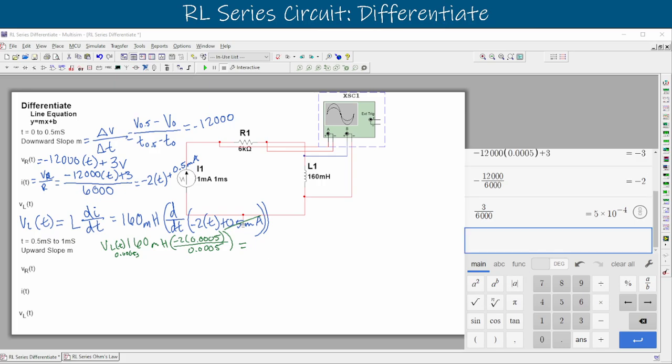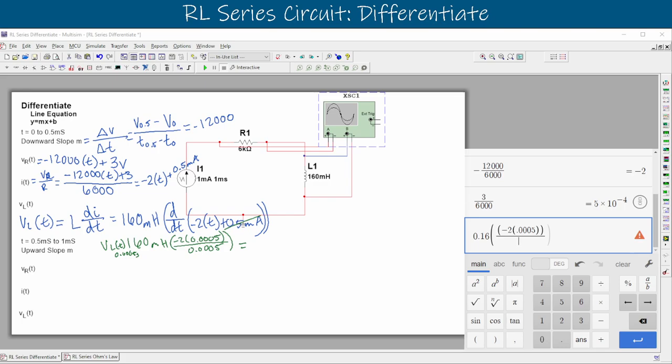We can plug that in here. We can say that we have that 0.16, that's our value for that henries. Open parenthesis there, we'll do it twice. And we'll say that we have that negative 2 on top, multiplied by 0.0005. And we'll divide that, let's do a double parenthesis here, divide that by our 0.0005. We'll close that off. That gives us 0.32 volts, or 320 millivolts.